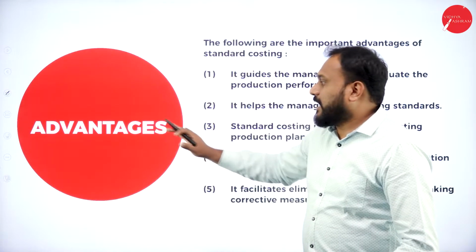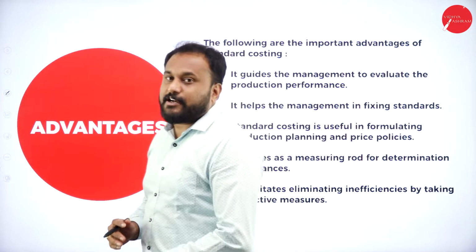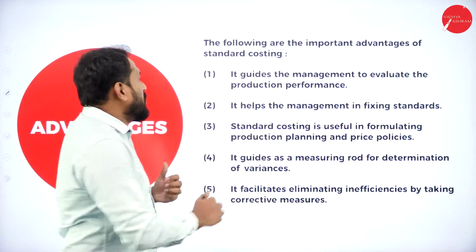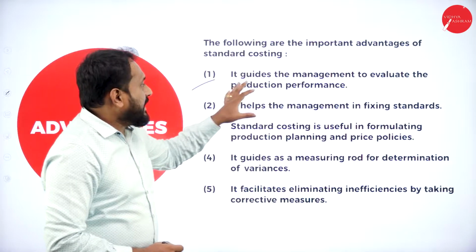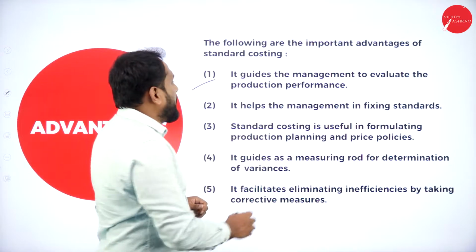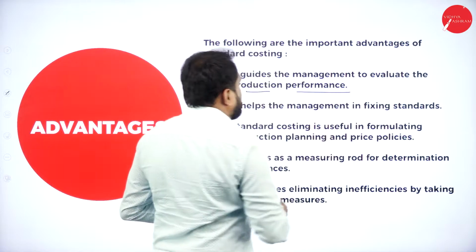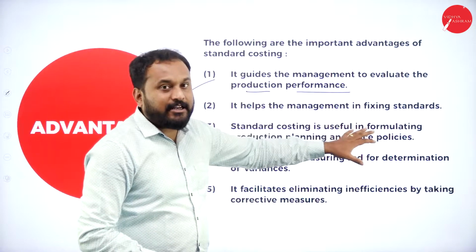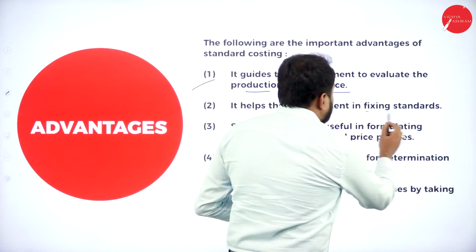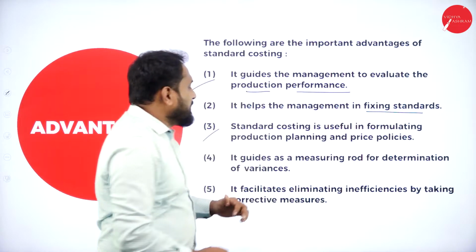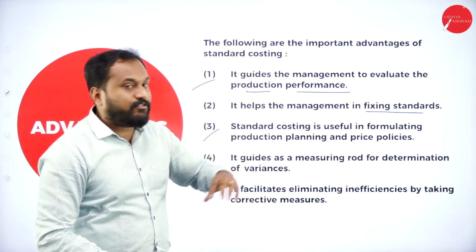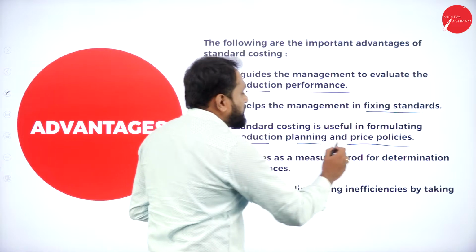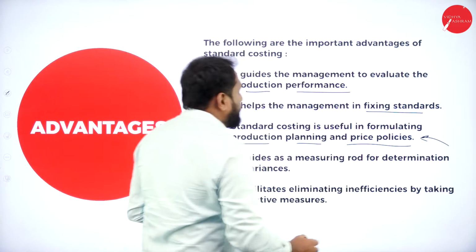Next one is the advantages. Why are we supposed to have standard costing? Firstly, we need to know that standard costing will guide you. What exactly it does is guide the management to evaluate the production and the performance. Second, it helps the management in fixing standards. Third, standard costing is useful in formulating production planning and price policy. See, this is the major one, that is the price policy.